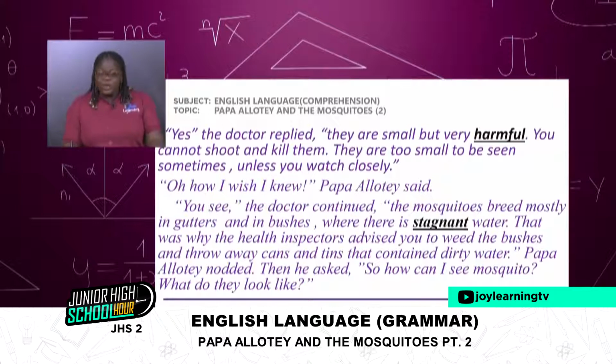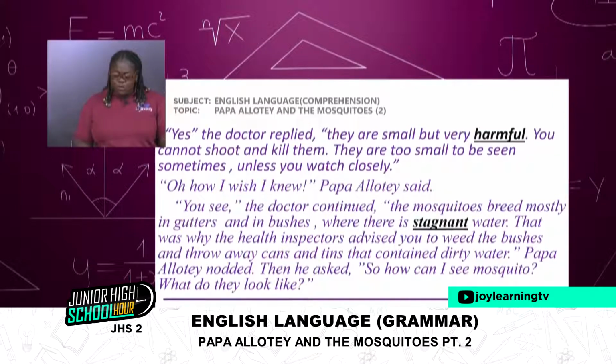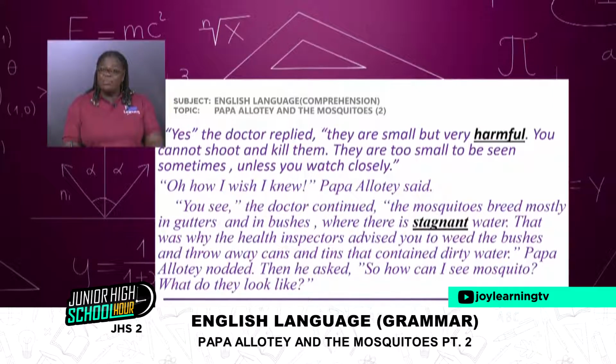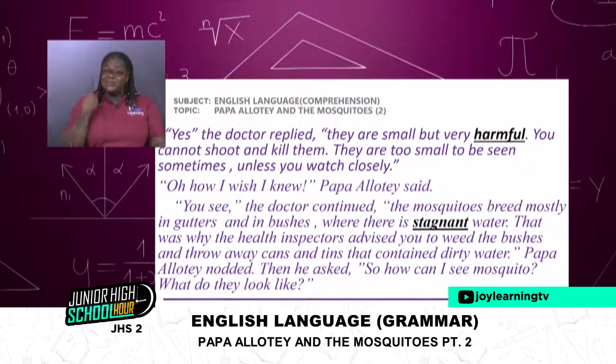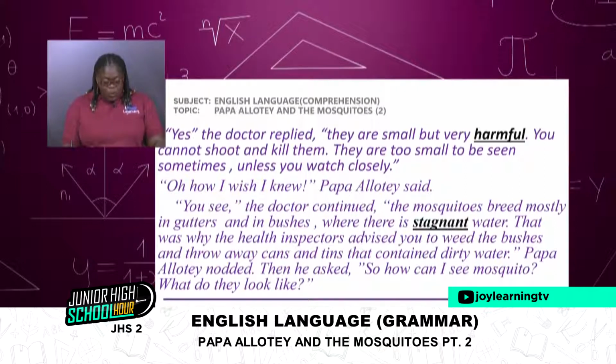You see, the doctor continued. The mosquitoes breed mostly in gutters and in bushes where there is stagnant water. This is an education. Let's listen very well. That was why the health inspectors advised you to weed the bushes and throw away cans and tins that contained dirty water. Allotey nodded. Then he asked, so how can I see a mosquito? What does it look like?